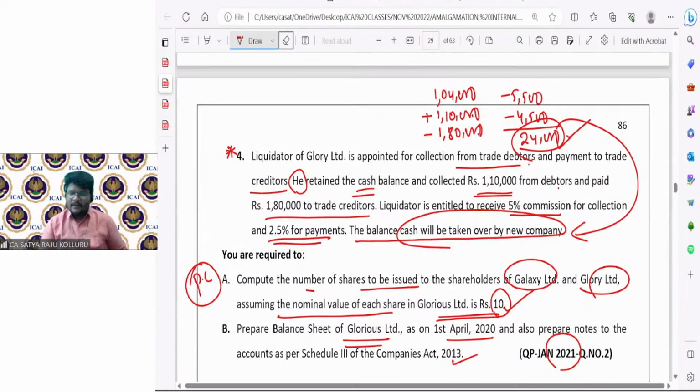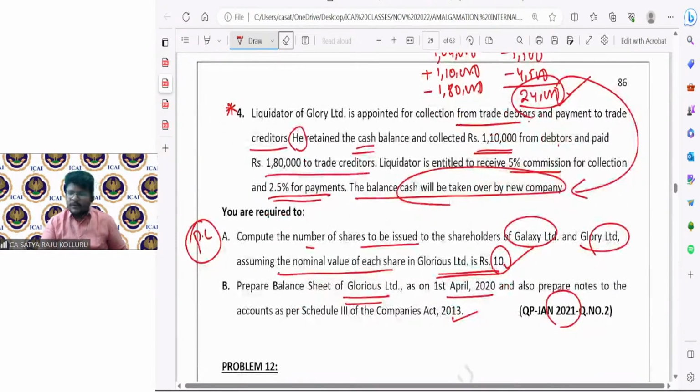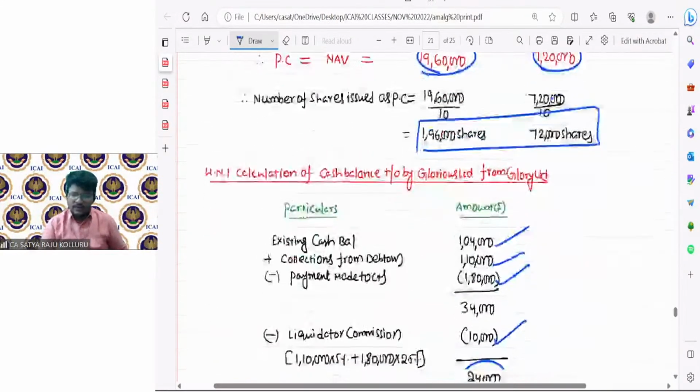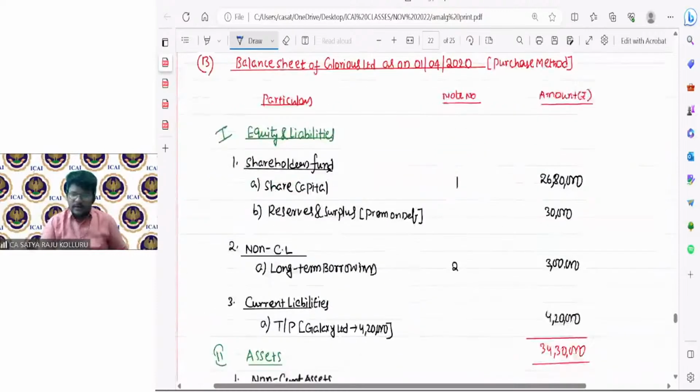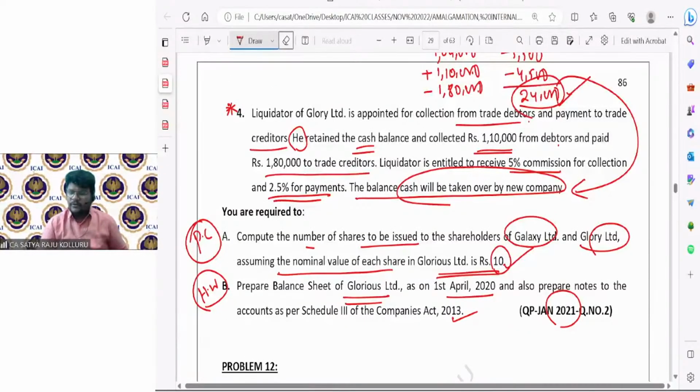Okay. Next, prepare the balance sheet of Glorious Limited as on 1st April 2020 and also prepare notes to the accounts as per Schedule 3 of the Companies Act 2013. Again, I am providing this as homework, guys, because nothing is new, but if you want, I'll try to correlate with my printed solution. So if I start with the balance sheet, the share capital, how I need to work.